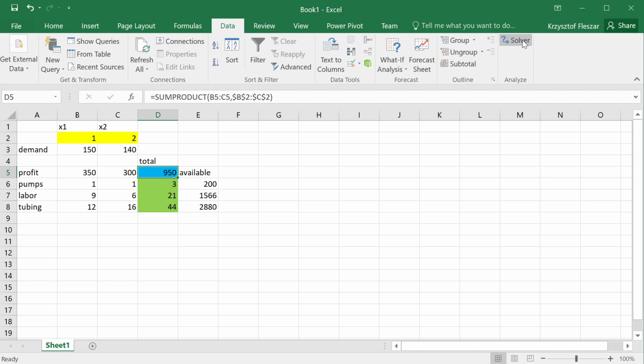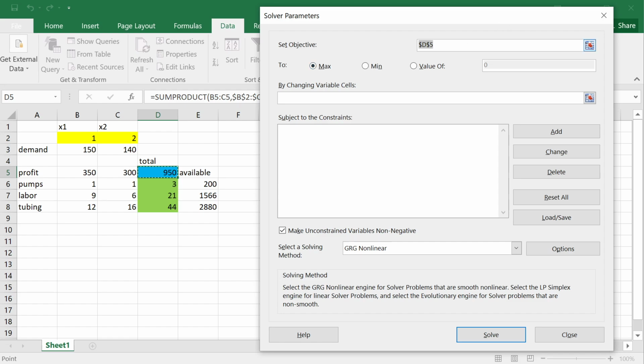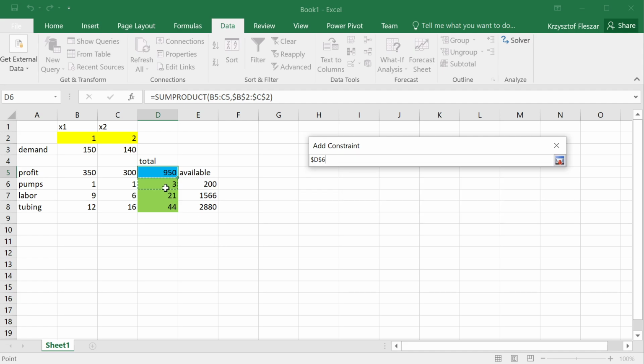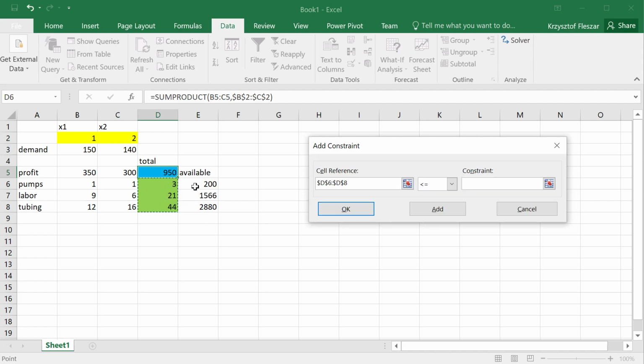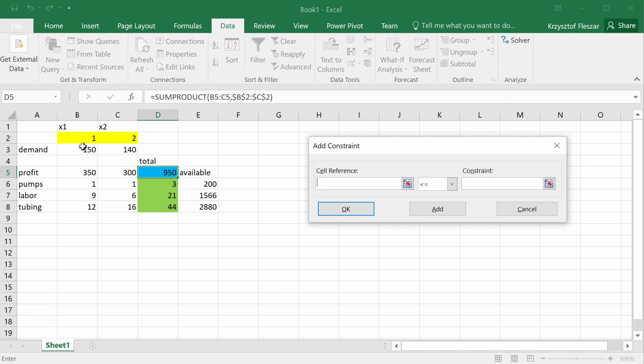And in the Solver window, what you have to do is say, maximize the objective, which is indicated here, which we calculated as total profit, by changing the decision variables, the flow rates, X1 and X2, number of aquaspas and hydroluxes to make per week, subject to all the constraints. And the constraints are the pumps, labor, and tubing that are used should not exceed the available units. The demands, the number of produced units cannot exceed the demands.